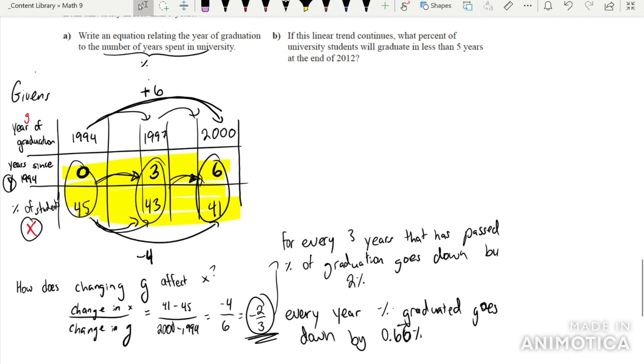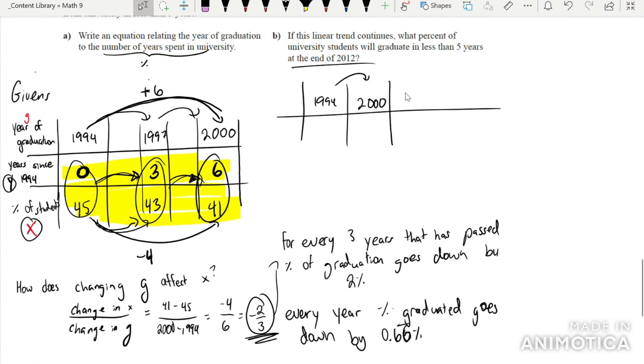Part B asks, if this linear trend continues, what is the percent of university students that will graduate in less than 5 years? So one option is I can do 1994, and then I can go to 2000. So I go up by 6. I go up by 6 again to 2006, and then I jump up one more time to 2012.